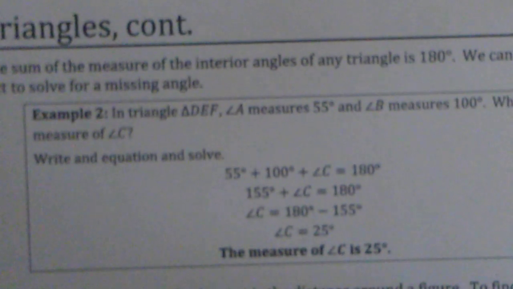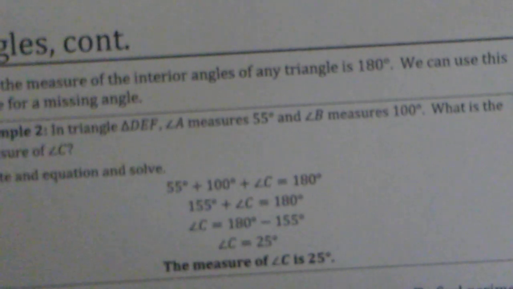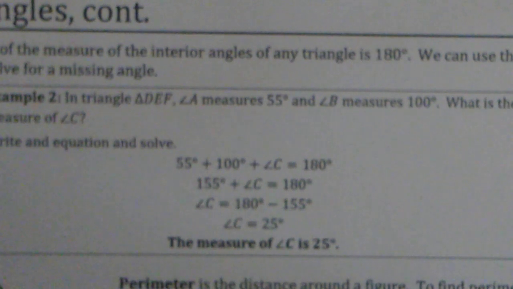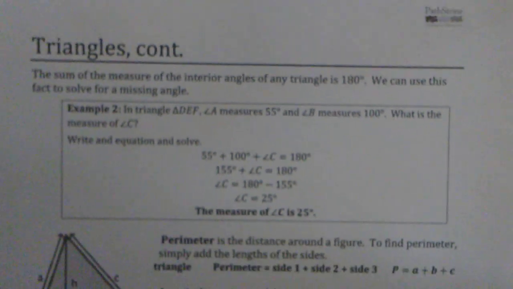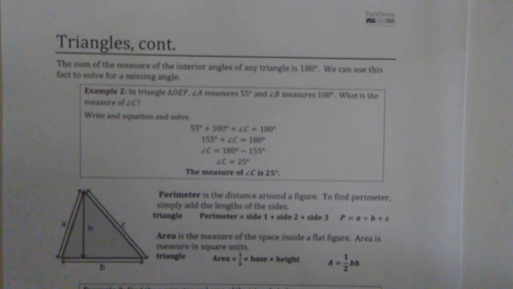We're going to break this lesson into two parts. In the second part, like we did with the quadrilaterals, we're going to talk about perimeter and area of triangles, how to find those. For the rest of today, though, in this lesson, we're going to be talking about the angles inside a triangle.